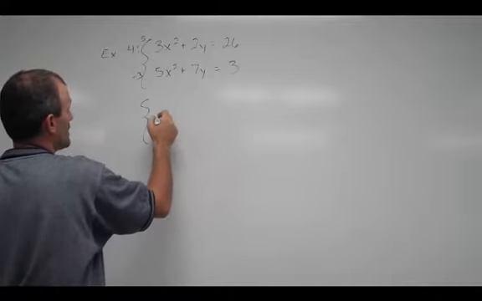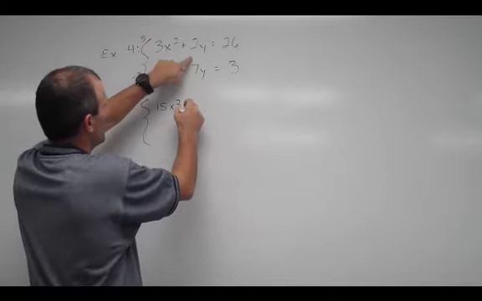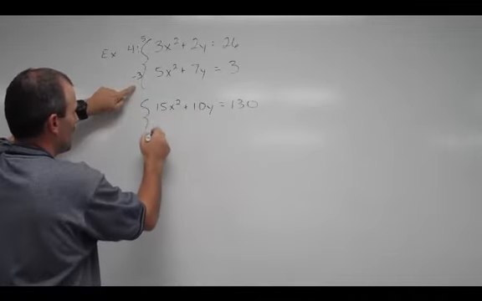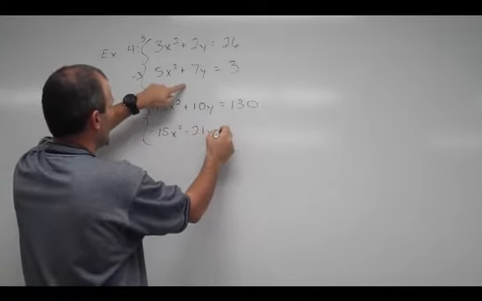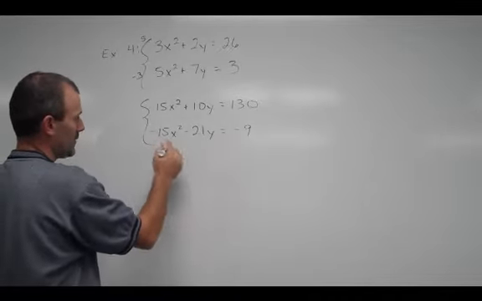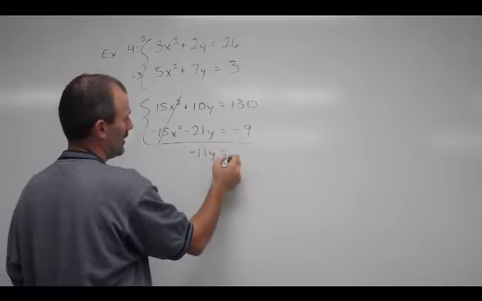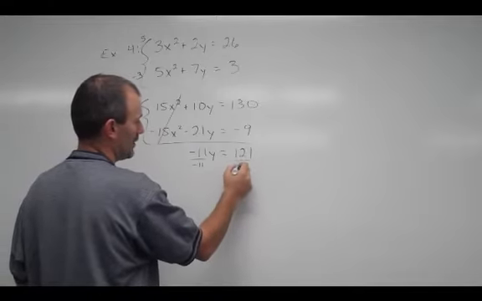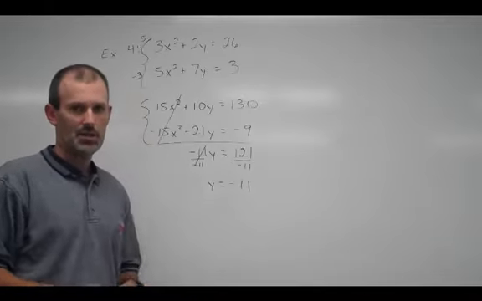which is going to be 15x squared plus 10y equals 130. And on the bottom, we're going to have negative 15x squared minus 21y equals negative 9. So once these are opposites, we can add them. So that cancels. We're going to get negative 11y equals 121. We divide by negative 11, and we get y equals negative 11. So that's the y value.